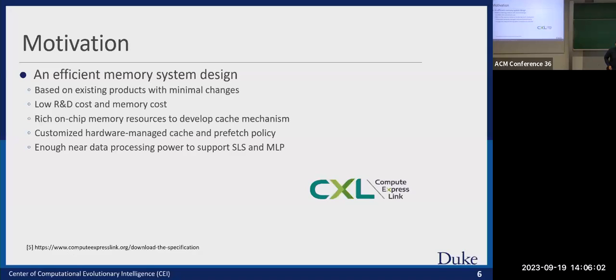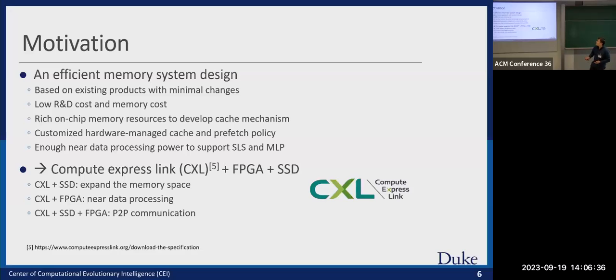So we want to base those designs on existing products with minimal changes and introduce low research and development costs. And most importantly, we want to reduce the overall memory cost, so this solution can be relatively cheap. And we want to utilize the rich on-chip memory resources, especially on FPGA and other devices, for caching. And we want to build those caches in a hardware managed way and use the prefetch policy to reduce the data movement overhead.